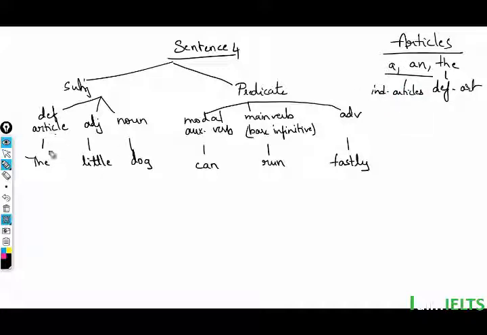So here we are using a definite article, and we use a definite article when we are talking about something or someone that we know, or something that is unique. Otherwise, we use indefinite articles like a or an. In this particular case, I am talking about a dog that I know. So that is the reason I'm using the word the here. The little dog can run fastly.